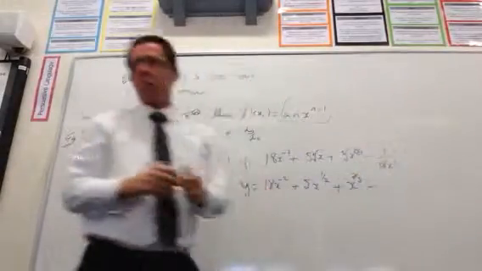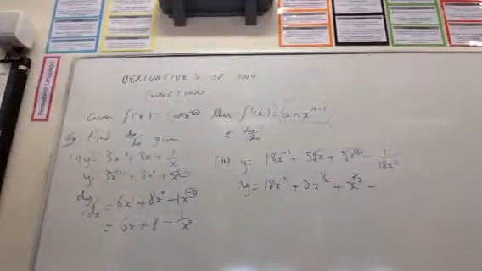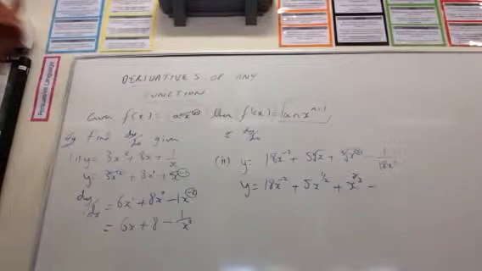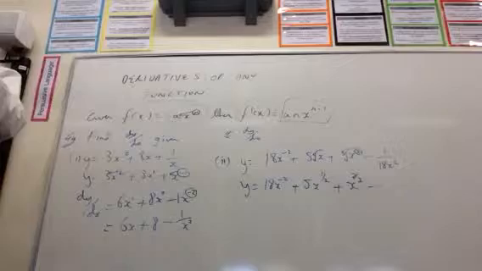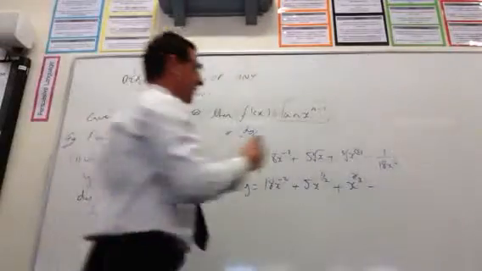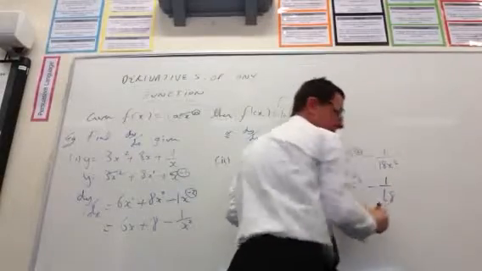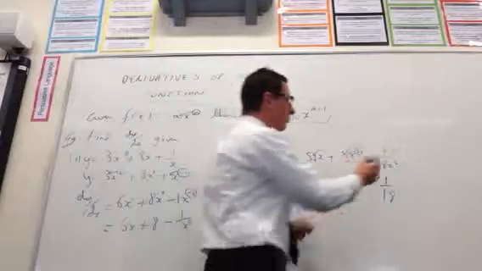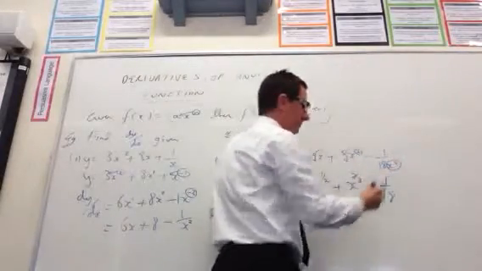Okay, how do I write 1 on 18x squared in the form that I want? 18x to the negative 2. Okay, so let's be careful. Is it 18x to the negative 2? Yeah. 1 over 18, because the 18 is a number, you're not bringing it up to the top. The only thing you're moving is this guy.